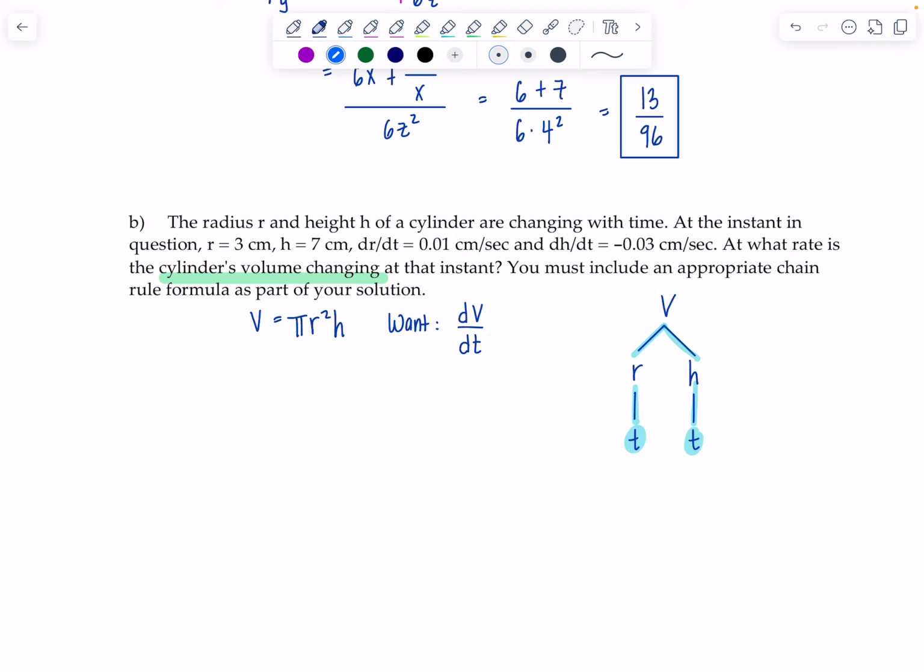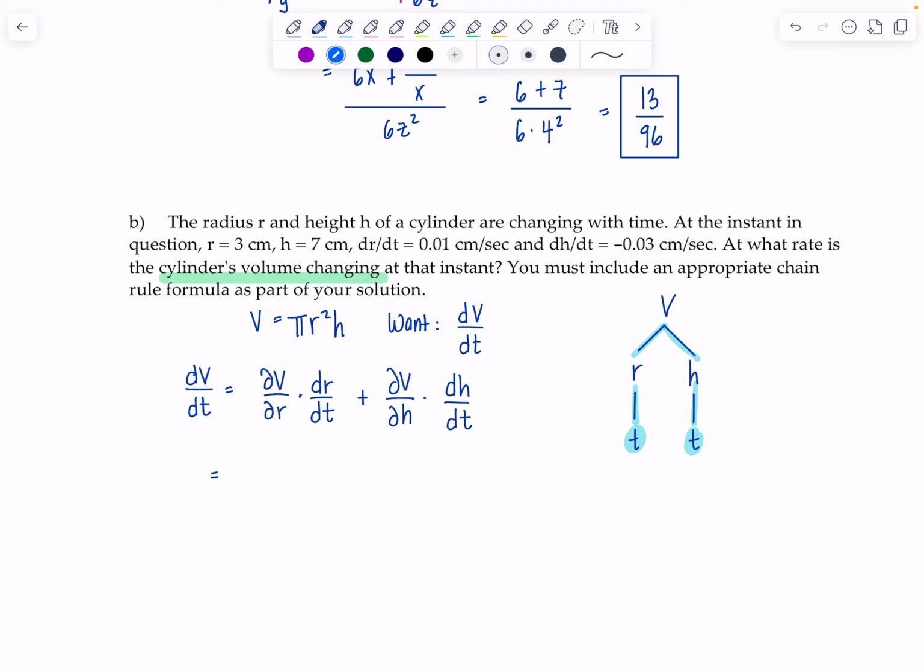Okay, so what's the appropriate chain rule formula? dV/dt would equal ∂V/∂R times, this is not a partial, dR/dt, plus ∂V/∂H times dH/dt. You got it? Okay, good.